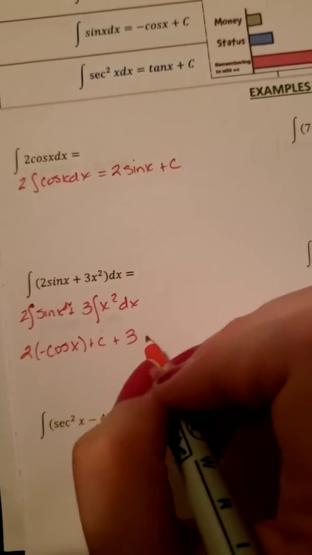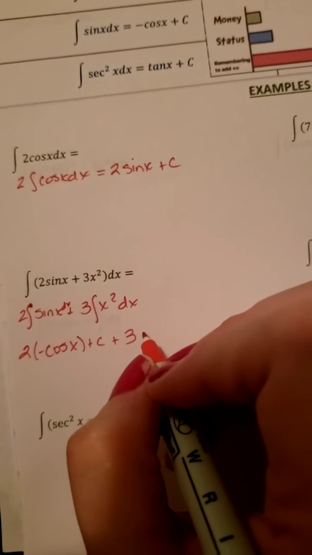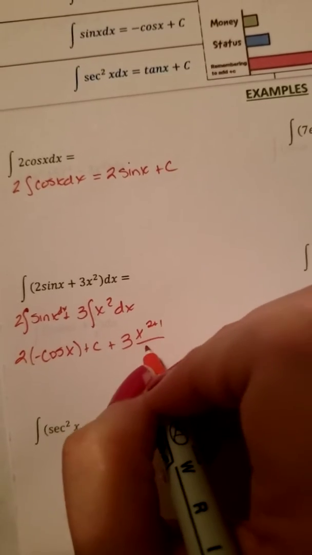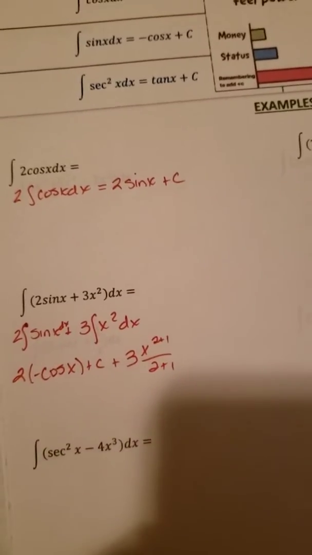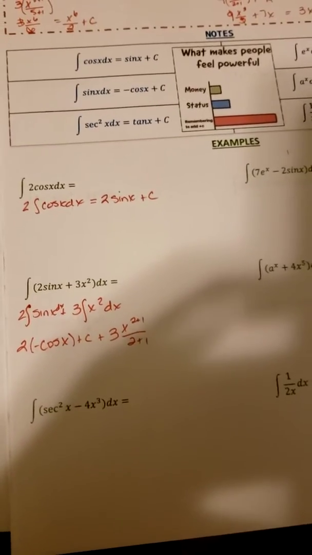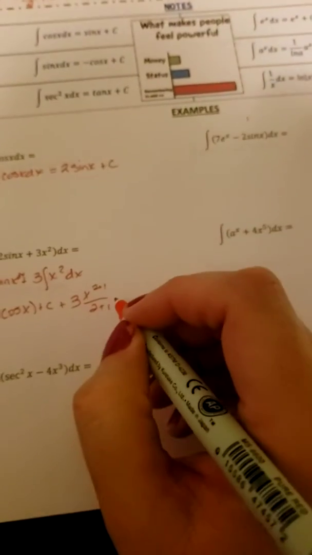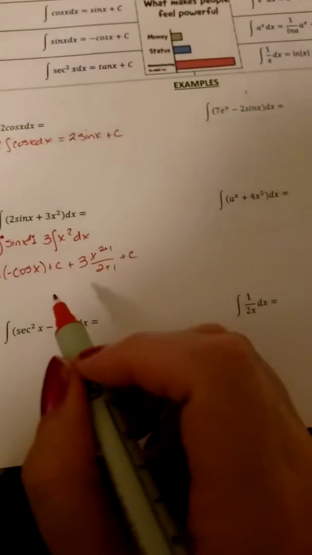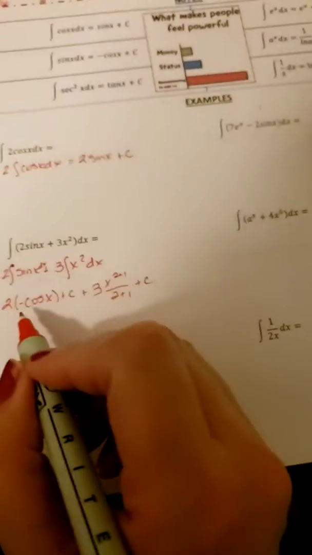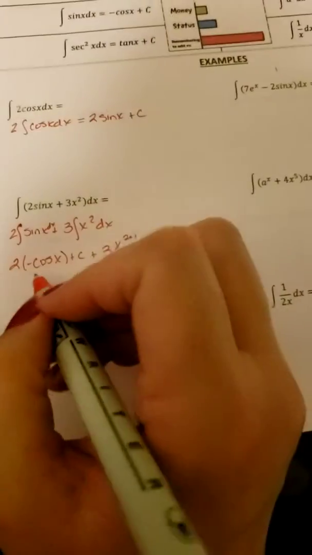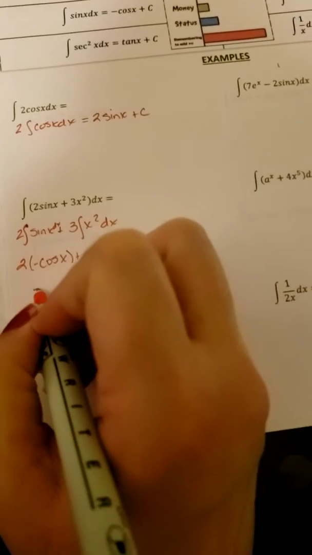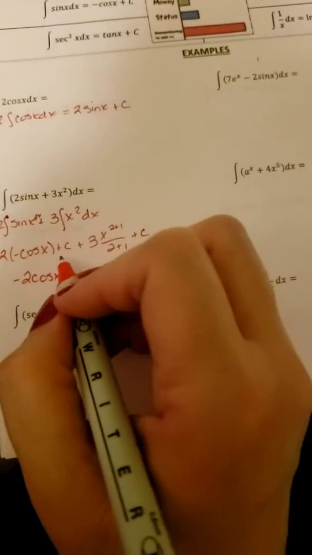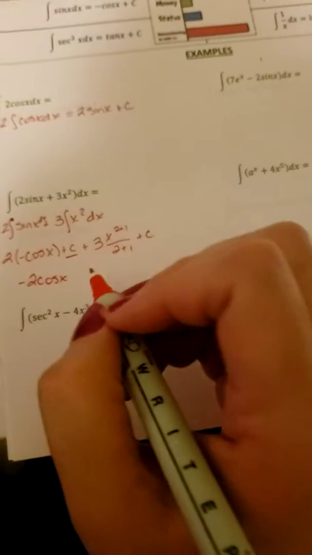And so this integral would become 3x to the 2 plus 1 power over 2 plus 1. Okay, so plus c. So I'm going to simplify my 2 times negative cosine x, and I can put the negative out in front. So negative 2 cosine x. I'm going to leave my plus c for a minute.